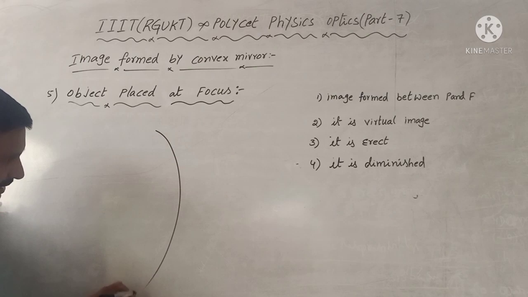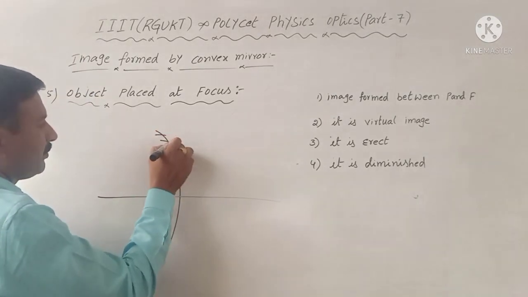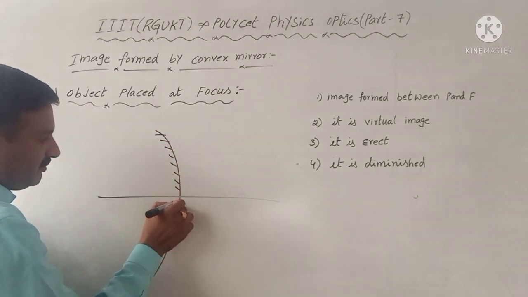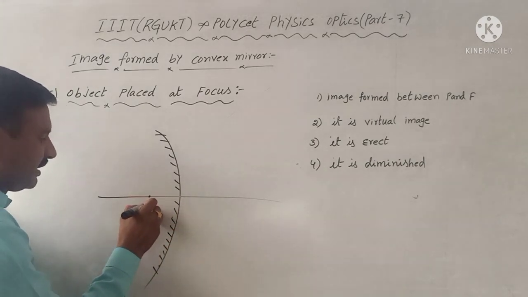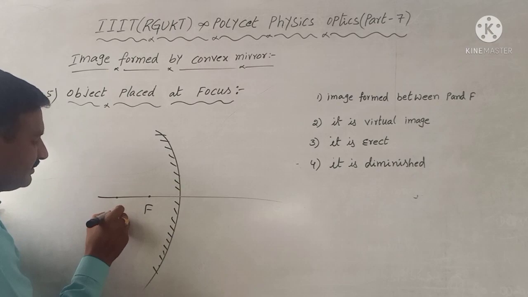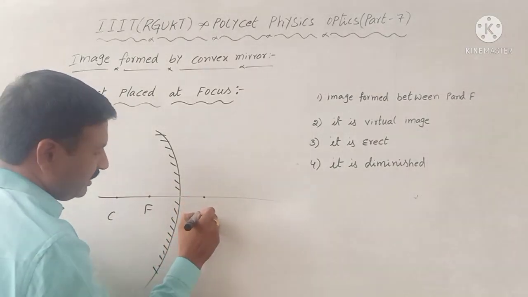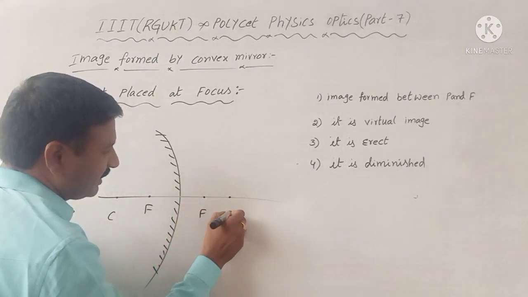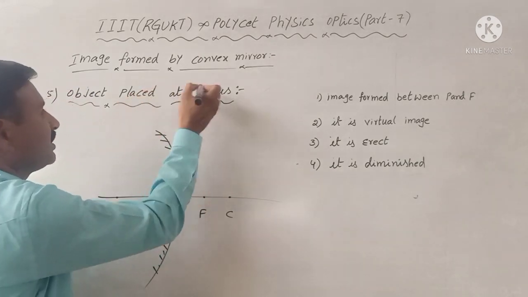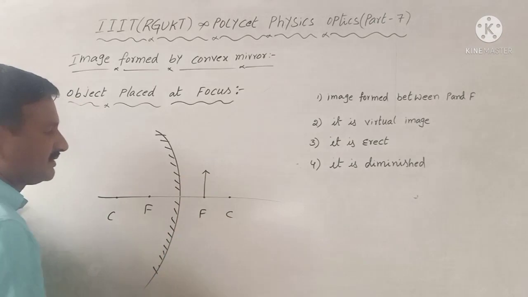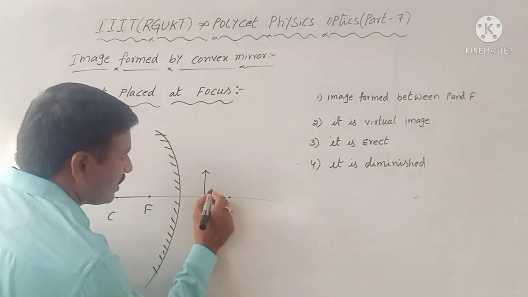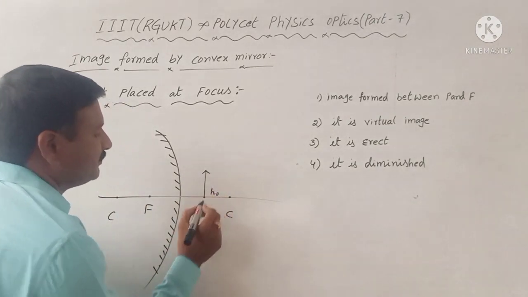Again, you draw the convex mirror. When silvered on the concave surface, here is the focus and here is the center of curvature. Here is the focus again, here is the center of curvature. Where the object has focus, so we draw the focus. It is the HO, height of object.